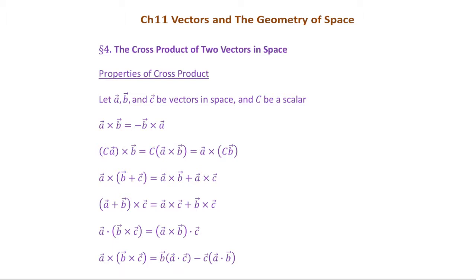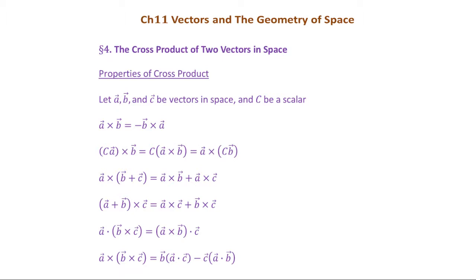Okay, and the third property says A cross (B plus C) is equal to A cross B plus A cross C. So the distribution works for the cross product. Similarly, (A plus B) cross C is equal to A cross C plus B cross C. So that's another format of the distributive law. So the distributive law works for the cross product.